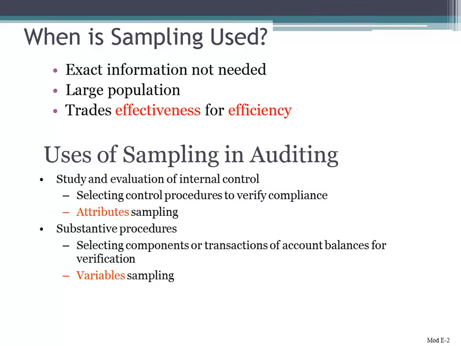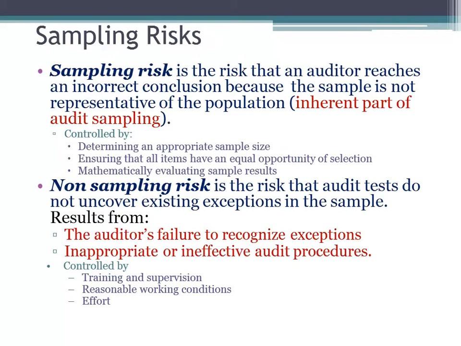So the two chapters that you have in your text cover a general overview of sampling and then attribute sampling. What I'm going to provide you with on the internet is a discussion of variable sampling. So let's just talk about sampling in general. Because we're not looking at 100% of the items, we have risks. We already know that. We have audit risk, control risk, inherent risk, and detection risk.